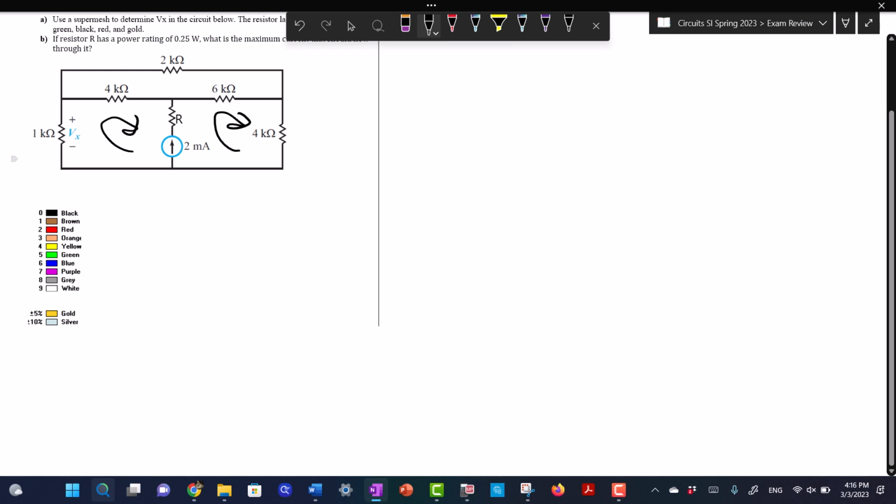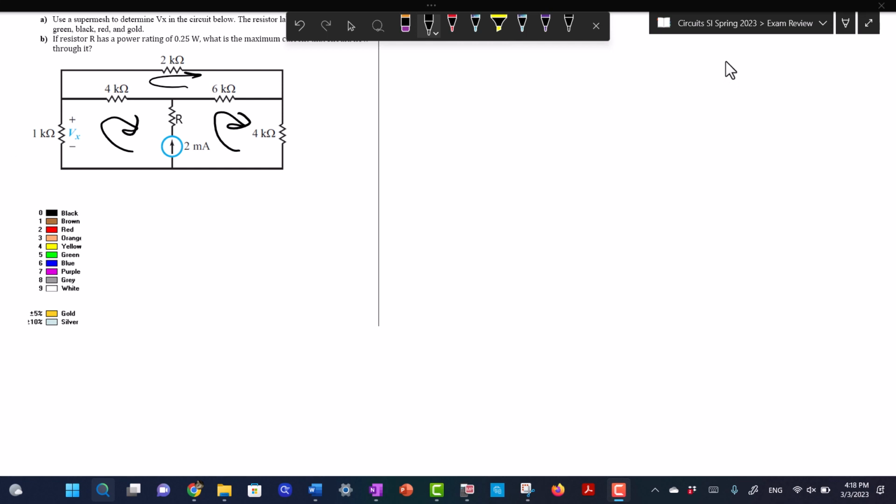On the shared branch is a current source. When your shared branch is a current source, with or without a resistor, it doesn't matter if it has a resistor, then you can use a super mesh. And what that means is when I set up my equation, I'm just going to have one equation for both of these meshes together. So I also have that mesh up there. But hold on just a second.